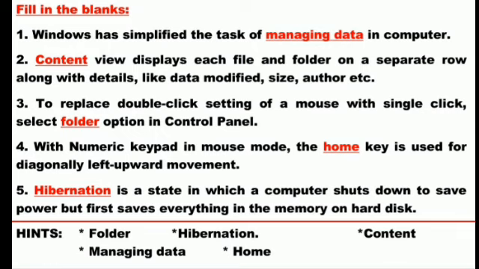We have to click on the start button, then all programs, then accessories, and then ease of access. In ease of access there is an option to change the setting of mouse. We can use the keyboard as the mouse. So when we apply that setting, then our numeric keypad works as a mouse. It becomes the mouse mode. So then at that time the home key is used for moving the mouse at diagonally left upward direction. So the right answer is home key.